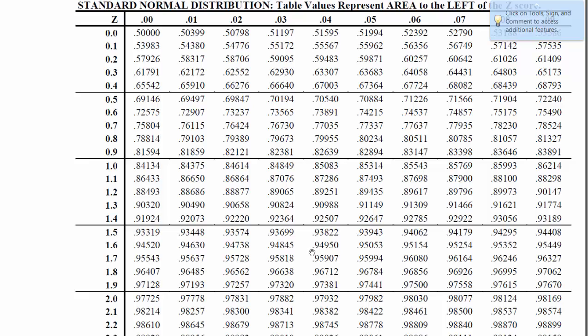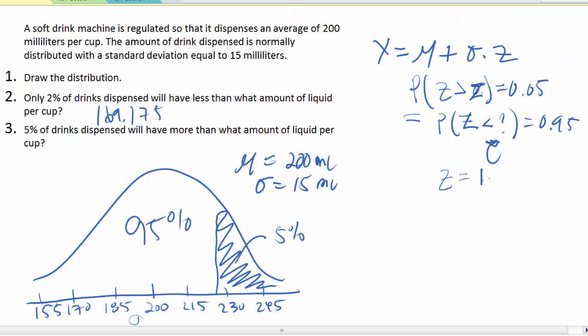I see that 0.94950 goes to 0.95053. And so my z-score will fall somewhere between 1.64 and 1.65. So I'm going to say this is 1.645 just to approximate it. Now I just simply plug that into the formula.